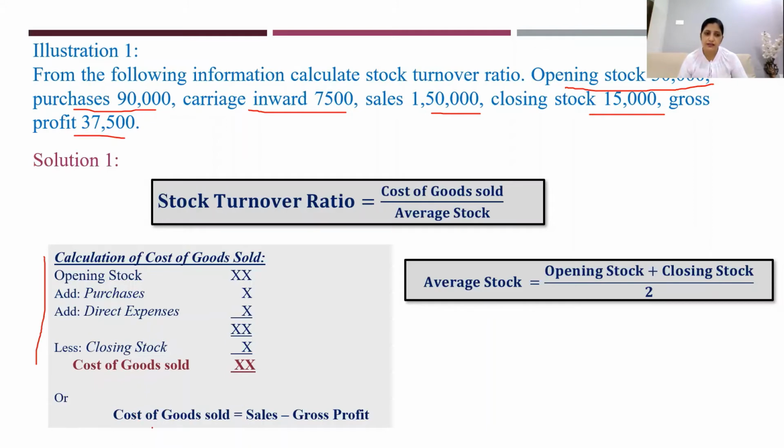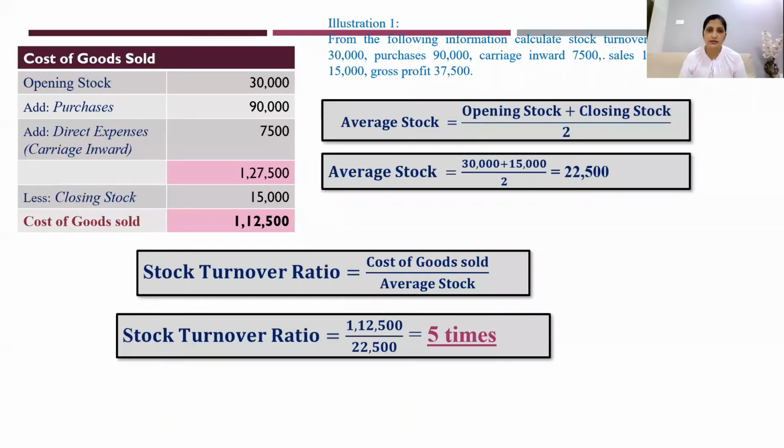Now, for the calculation of cost of goods sold, we know this is the formula. Else we have this formula. Average stock is opening stock plus closing stock divided by 2. Take down this part. I have taken the problem part over here. I usually take this so that you will have a reference for calculation. First we'll calculate the cost of goods sold.